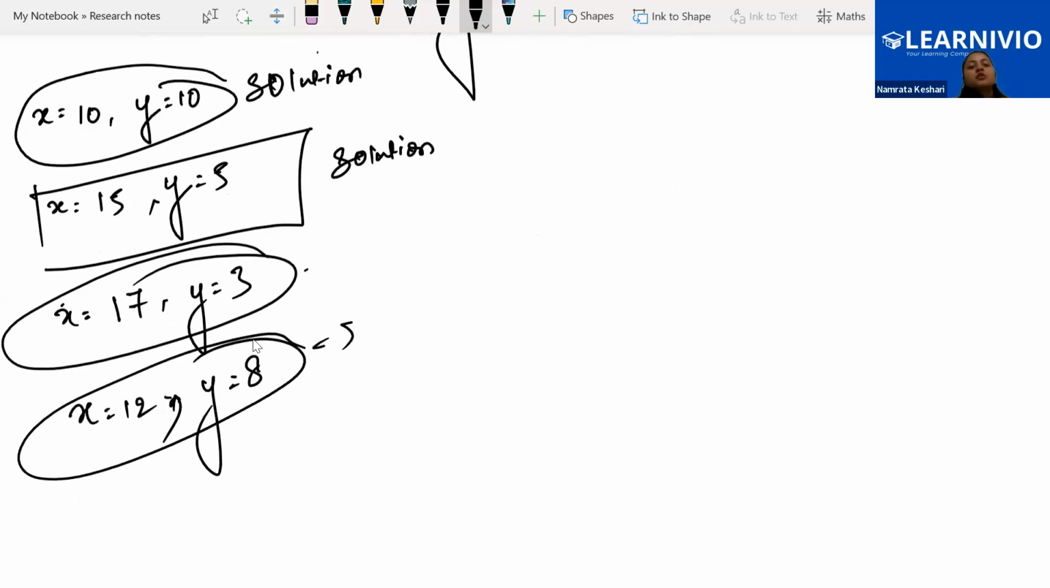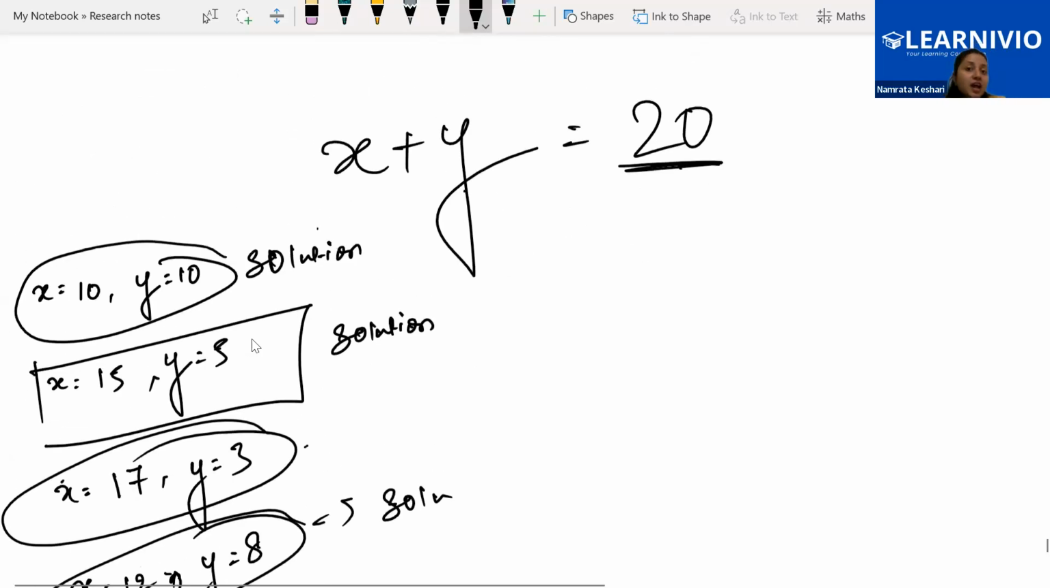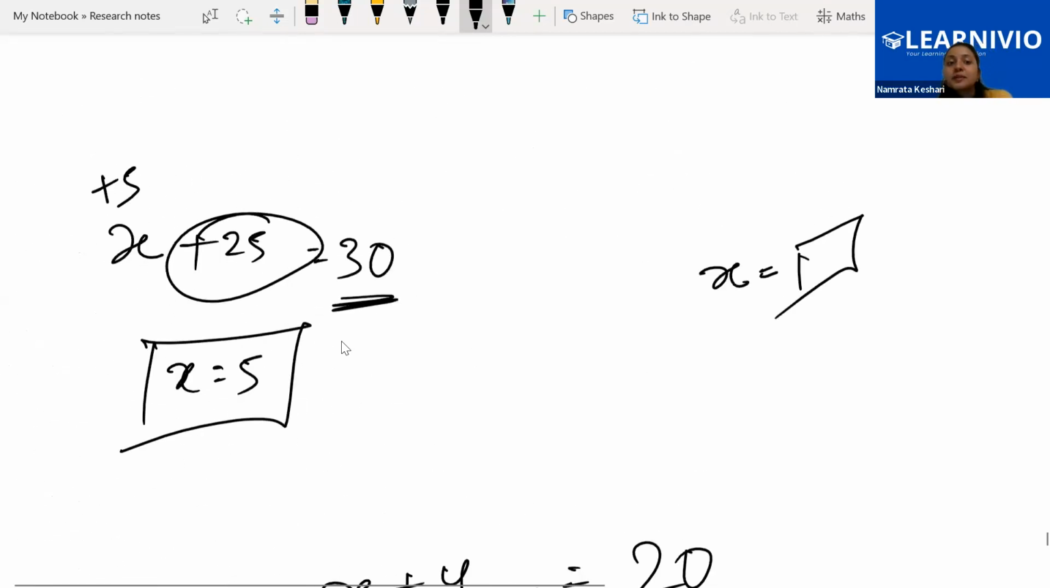What I said about the solution, you can see this list will keep on going. When we have a linear equation like x plus 25 equals 30, x equals 5 is the one and only solution, because this is the only number which will give us 30 and satisfy this equation. Is there any other number also? No. We won't be able to find any other number which will make the left hand side and right hand side equal.